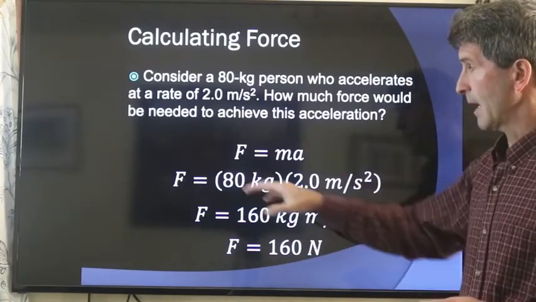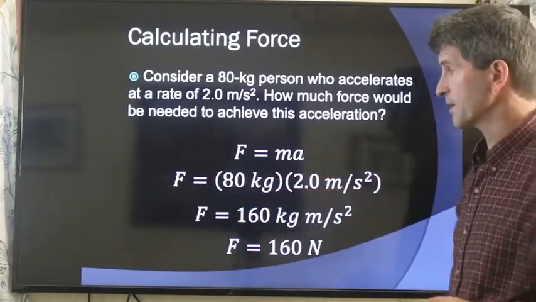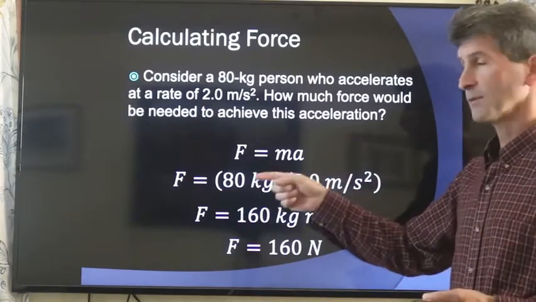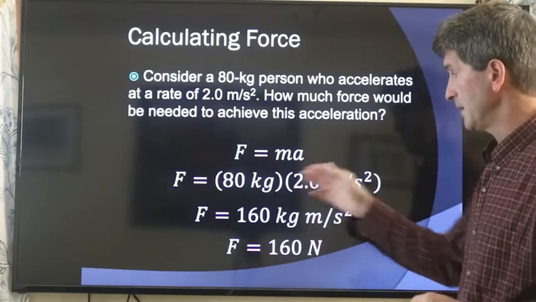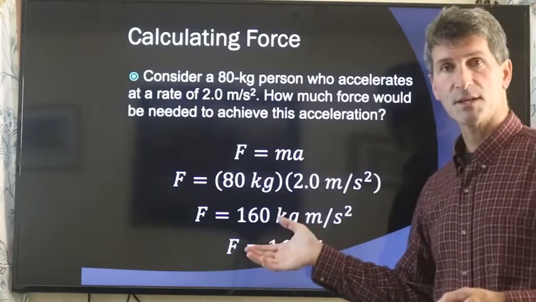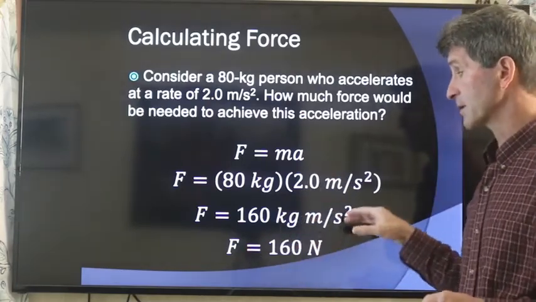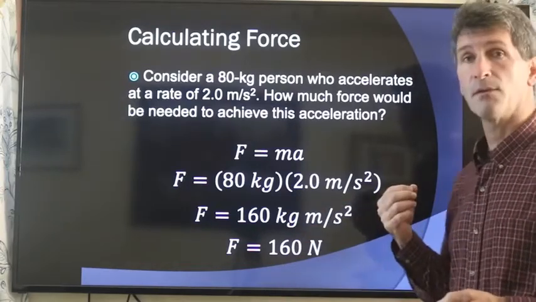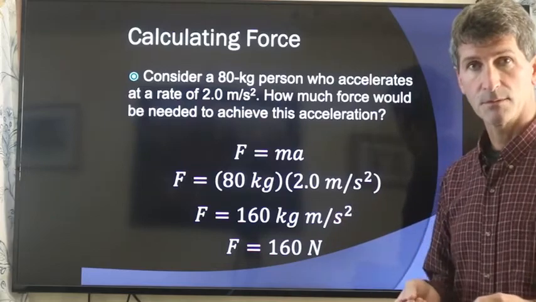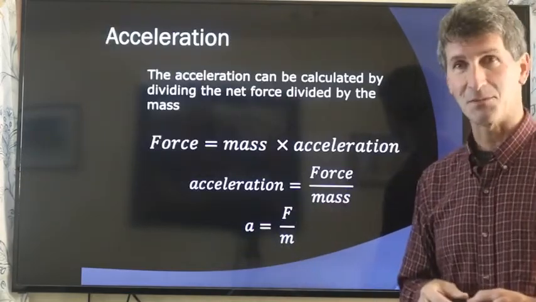Very simple. As we said, the net force, the total force acting on the person, is equal to their mass times their acceleration. 80 times 2 is 160. Kilograms, meters per second squared, have units of newtons. Newtons are the SI unit for force, named after Sir Isaac Newton.